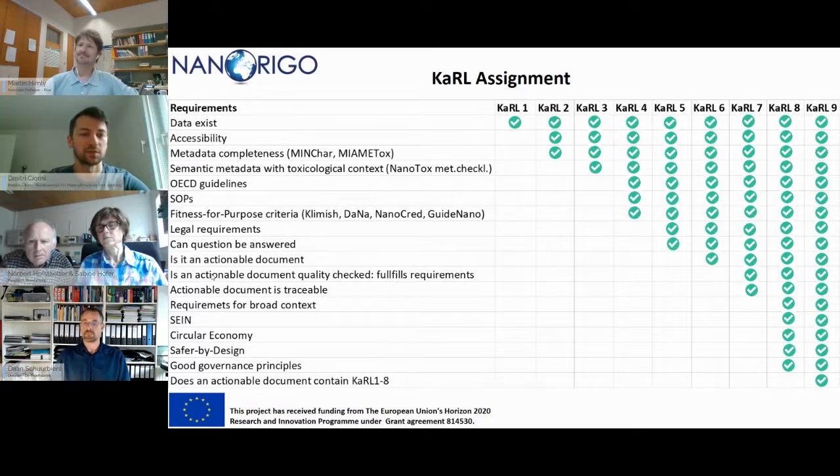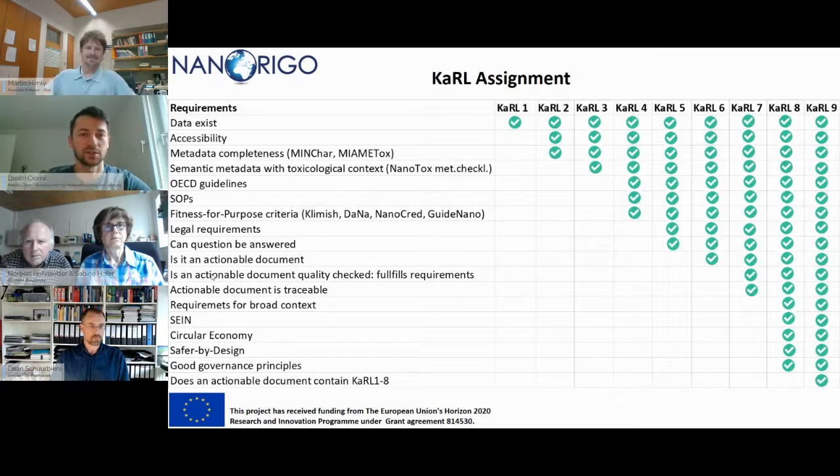But based on the information you have heard right now, I summarized on the left-hand side the requirements, and on the right-hand side the KaRLs from 1 to 9. And you can use this table while practicing with me during the exercise.